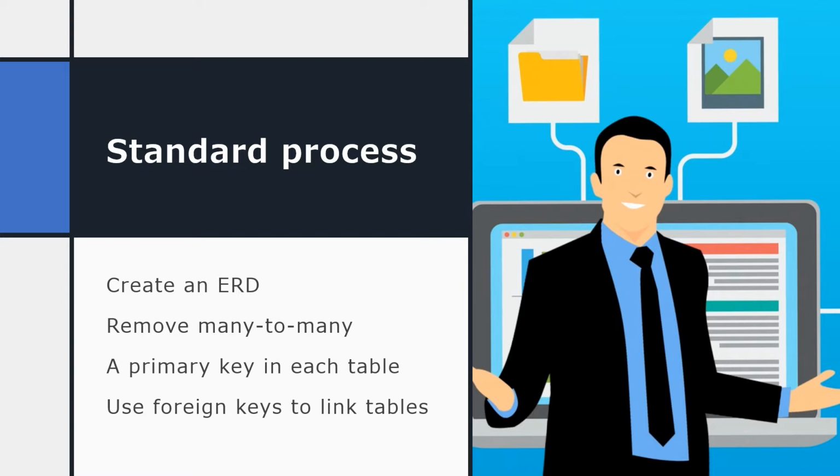Normalization is a standard process. When we create a database, we make an ERD, we make sure there are no many-to-many relationships, and then we set up a table for each entity. Each table has a primary key, and the primary keys are used as foreign keys to make links between tables.